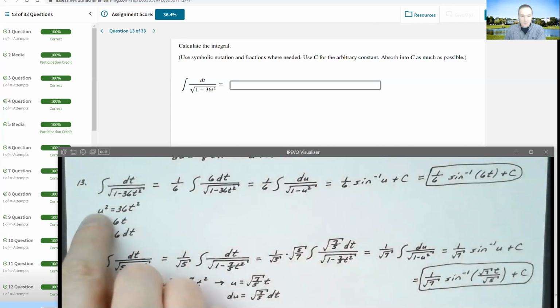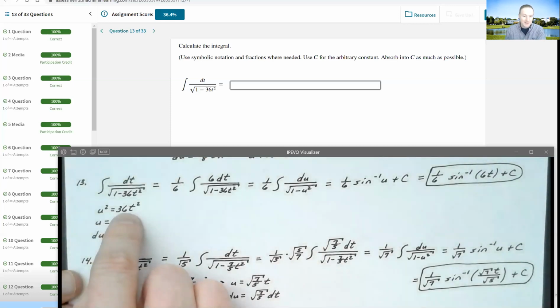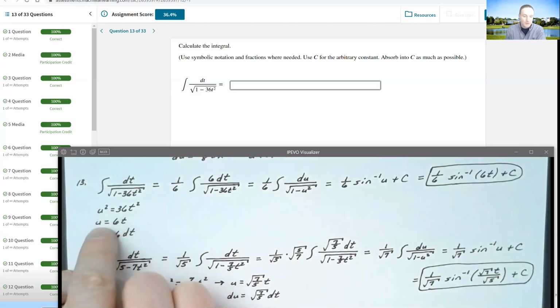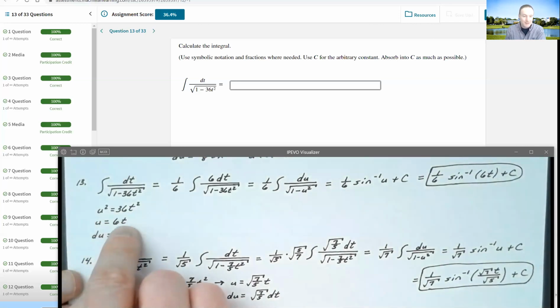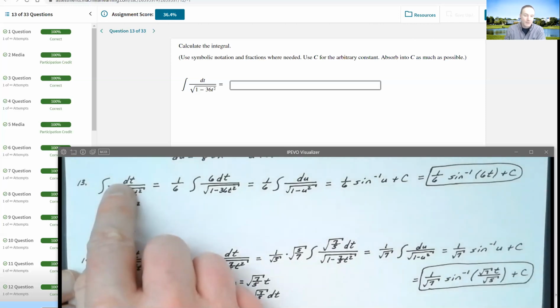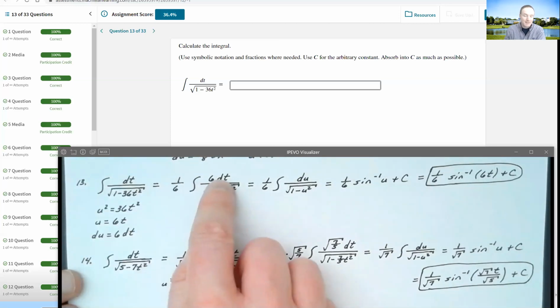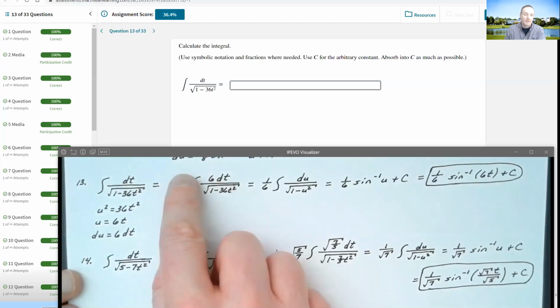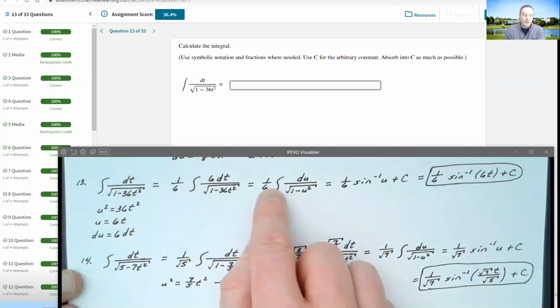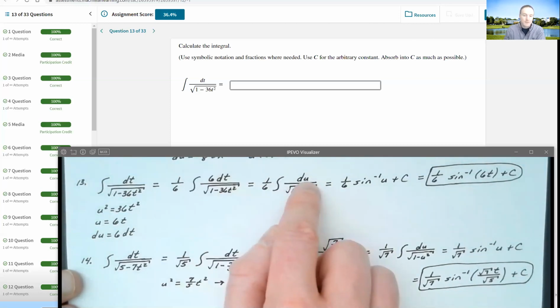So allow u squared to equal 36t squared. Take the square root, u would equal 6t. Therefore, du is 6 dt. In order to make this nice substitution, you have to see a 6 dt in the problem. I don't, so I can multiply the numerator by 6 to get to 6 dt if I divide by 6 on the outside. Now this becomes 1/6. That numerator just becomes du.